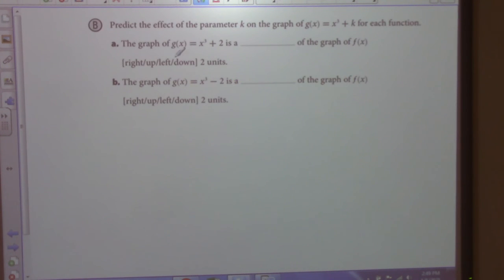Okay, B, predict the effect of parameter k. The graph of g of x equals x cubed plus 2 is a translation in which direction? 2 units up. And then the graph of g of x equals x cubed minus 2 is a translation down 2 units. Okay, and you pretty much knew that, right?